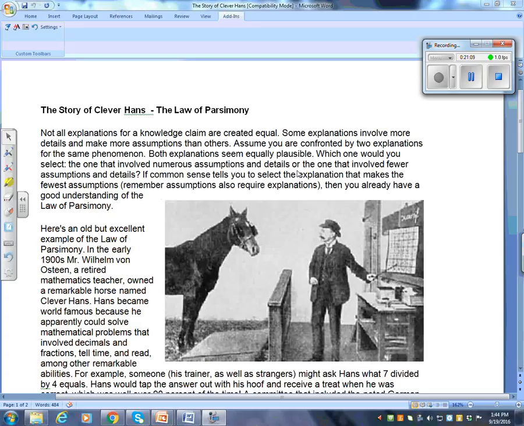If common sense tells you to select the explanation that makes the fewest assumptions, remember that assumptions also require explanations, then you already have a good understanding of the law of parsimony. Here's an old but excellent example of the law of parsimony.